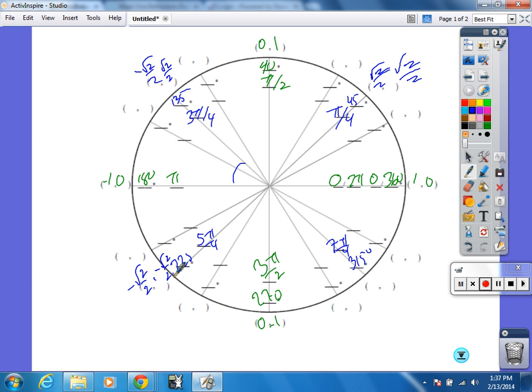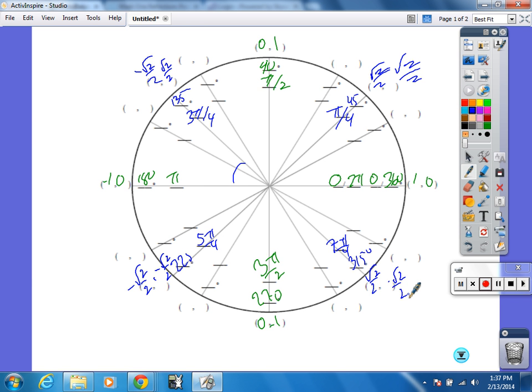What's this coordinate right here as well? Root 2 over 2, comma, negative. Does that make sense, Marco? Marco, I'm telling you. Okay. Does everybody understand how I found those?